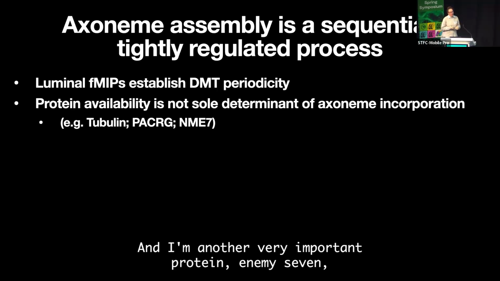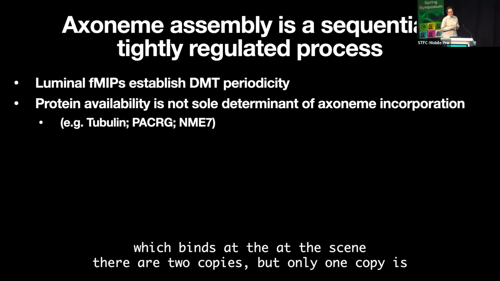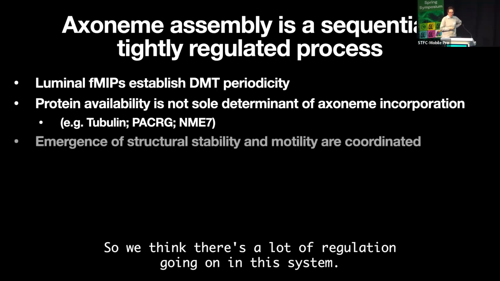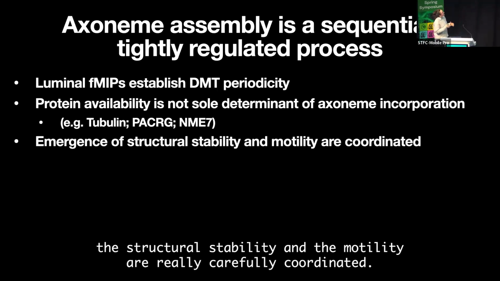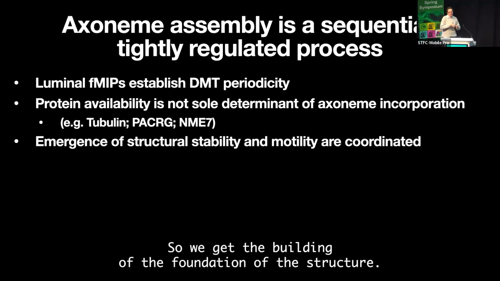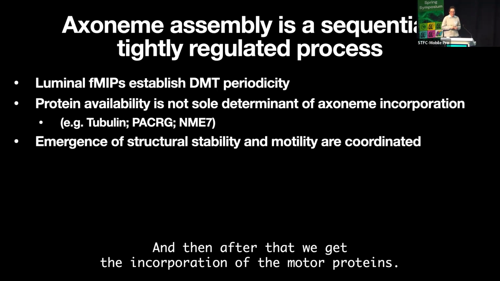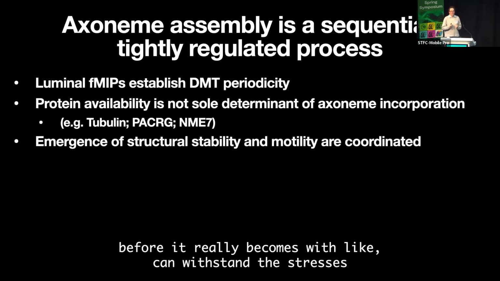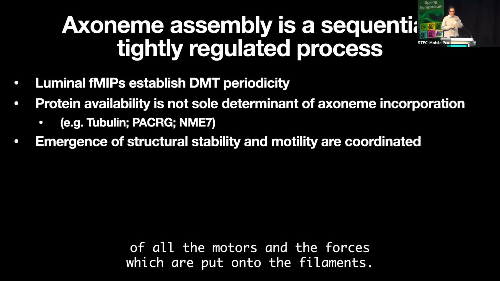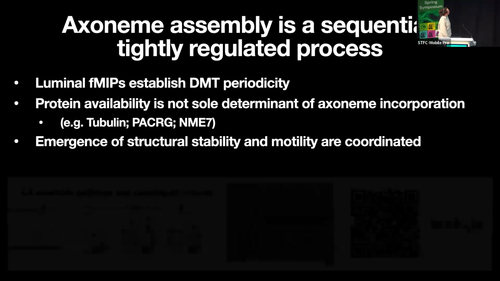And another very important protein, NME7, which binds at the seam. There are 2 copies, but only 1 copy is incorporated before the other. So we think there's a lot of regulation going on in this system. And we also think another key take home is that the emergence of the structural stability and the motility are really carefully coordinated. So we get the building of the foundation of the structure, and then after that we get the incorporation of the motor proteins, and that would ensure that the structure isn't being overly stressed before it can withstand the stresses of all the motors and the forces which are put onto the filaments.